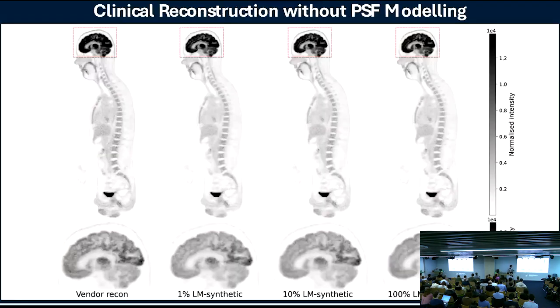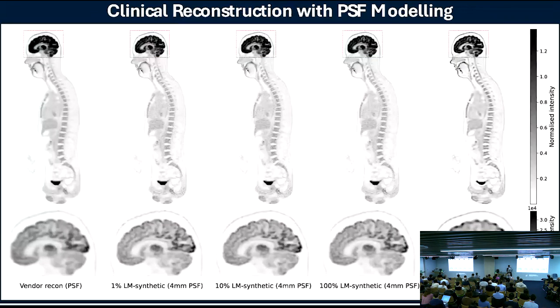Lastly, I wanted to show some actual clinical reconstructions and the limits of the number of events that we need in this list mode data-derived system matrix for reconstruction. And we can see that even when using 1% of the total acquired events, we can achieve a similar spatial resolution to the actual vendor reconstructions. This is when we include a PSF model in the forward projection.